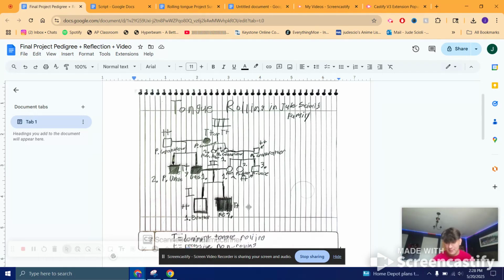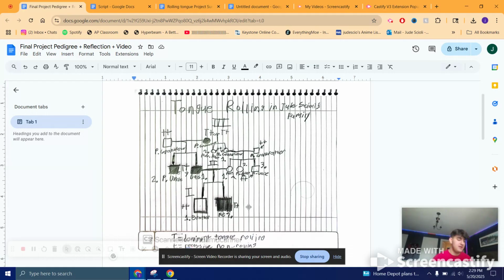And if my partner could roll her tongue, and if she had the uppercase T homozygous trait, then there would be a 100% chance that our offspring would be able to roll their tongue. And that's really neat how we can use this information to predict traits in future generations.